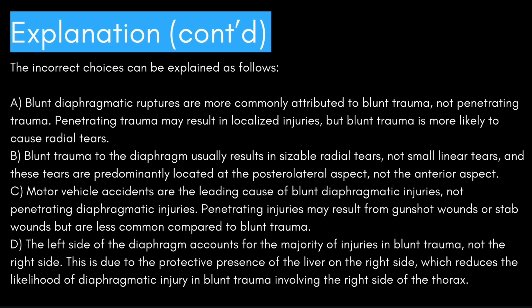Motor vehicle accidents are the leading cause of blunt diaphragmatic injuries, not penetrating diaphragmatic injuries. Penetrating injuries may result from gunshot wounds or stab wounds, but are less common compared to blunt trauma. The left side of the diaphragm accounts for the majority of injuries in blunt trauma, but not the right side. This is due to the protective presence of the liver on the right side, which reduces the likelihood of diaphragmatic injury in blunt trauma involving the right side of the thorax.